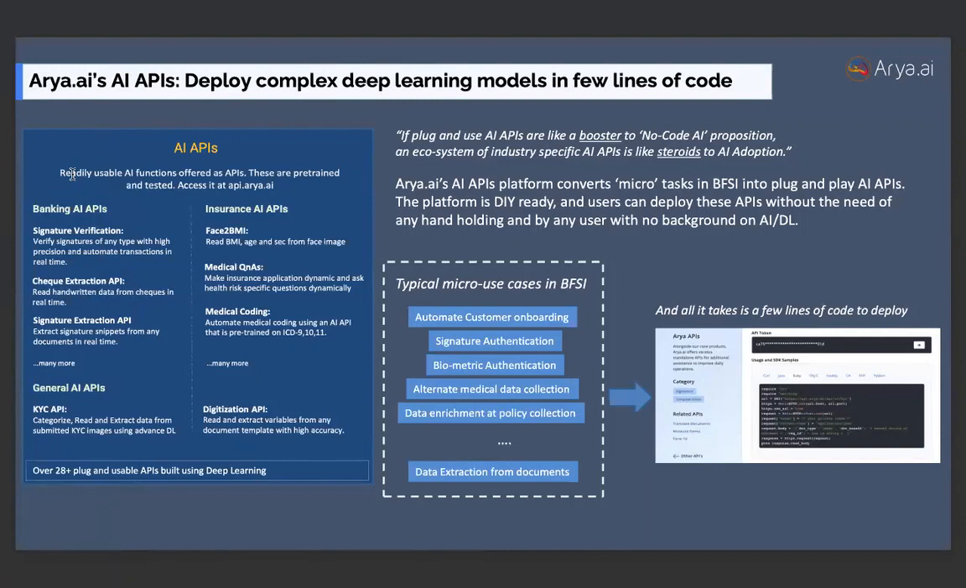I would be taking you through the basic working of the platform, Arya APIs, and how specifically the Bank Statement Analyzer API works with a specific sample statement as well.